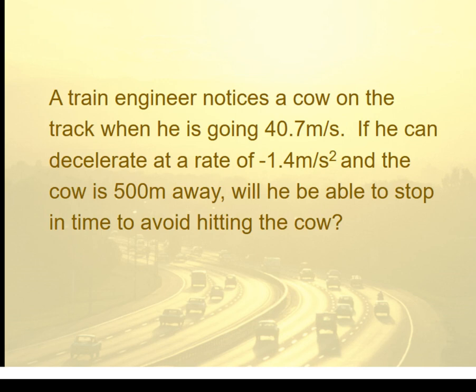So I would use the VF squared equals VI squared plus 2AD, solve for D, and when I did that, I found out the cow's in serious jeopardy. I got 591 meters for this big old train to stop.